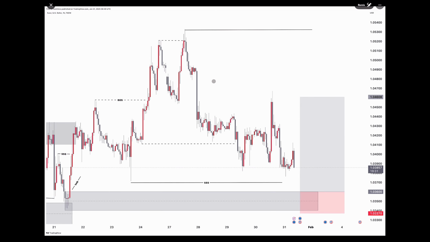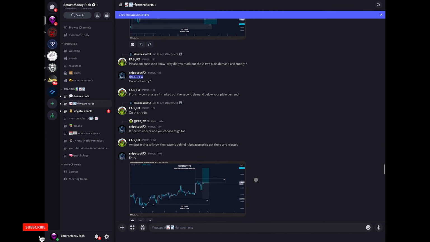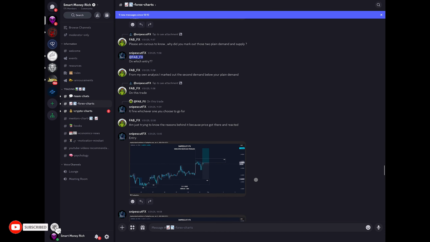Look at this guy's entry on EUR/USD. He's waiting for price to come and liquidate this level, rebalance this imbalance, mitigate this demand, and then price starts to buy, right? This is what we do day in and day out. It is a simple method for trading.